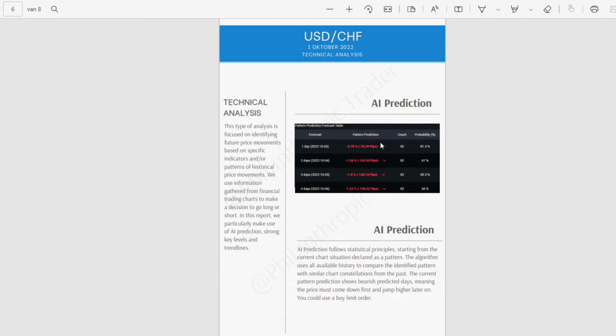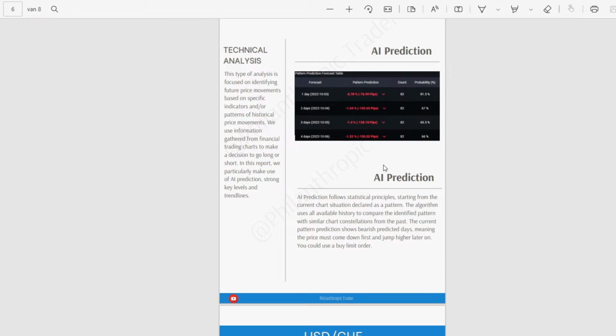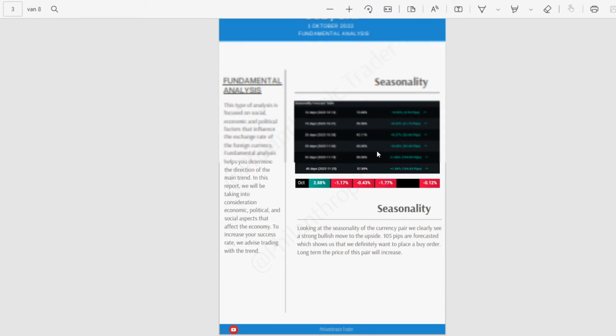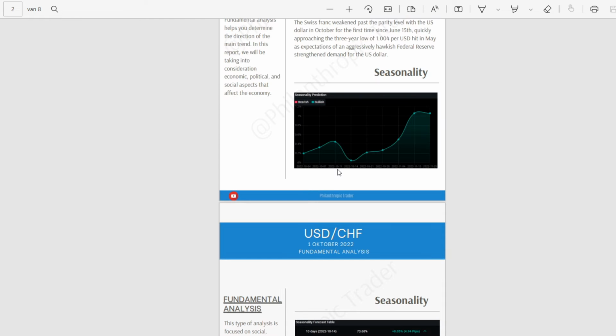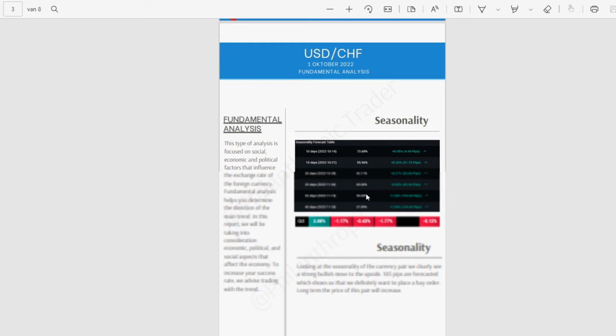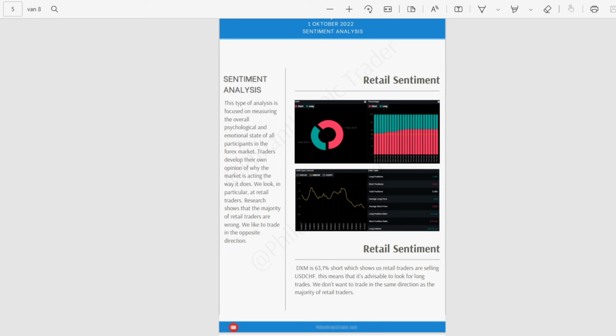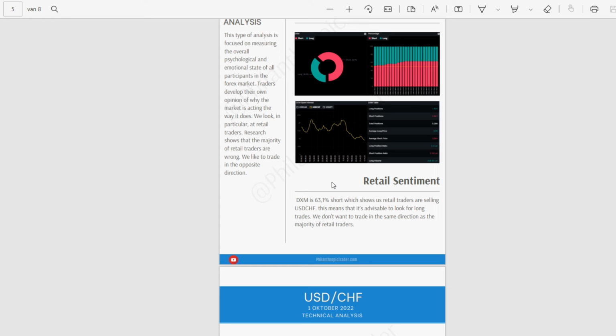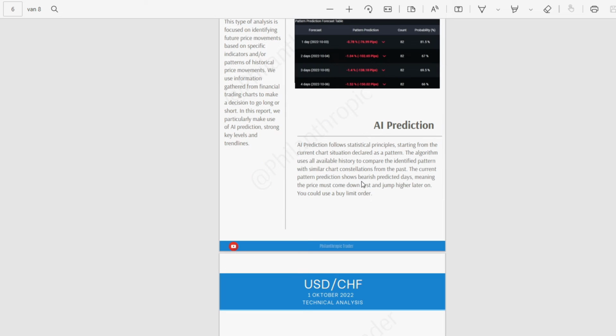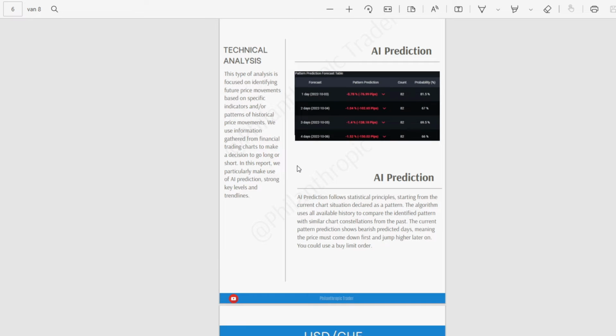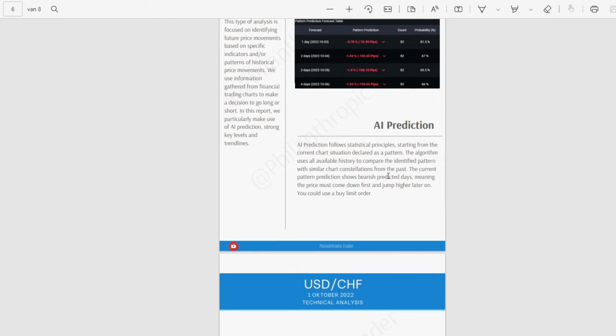And we have the AI prediction, which basically shows that first price needs to go down. We see in the upcoming 4 days that price might go down first, and of course later on it's quite similar to over here. Price needs to go down first and then it should go to the upside. We just need to be aware of that. That is something I keep in mind when I place an order.